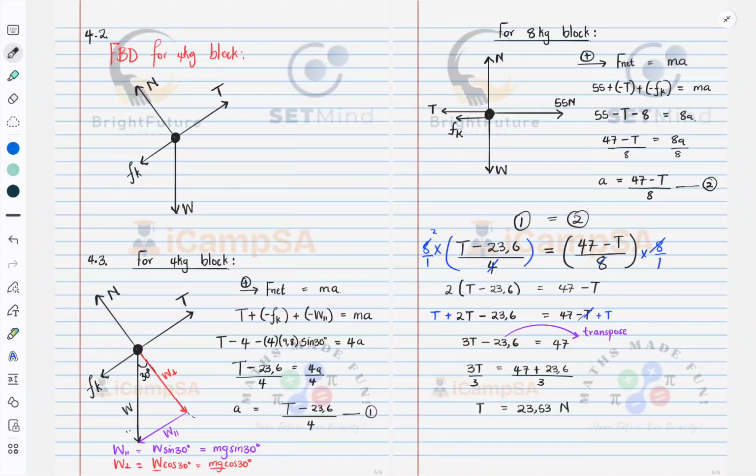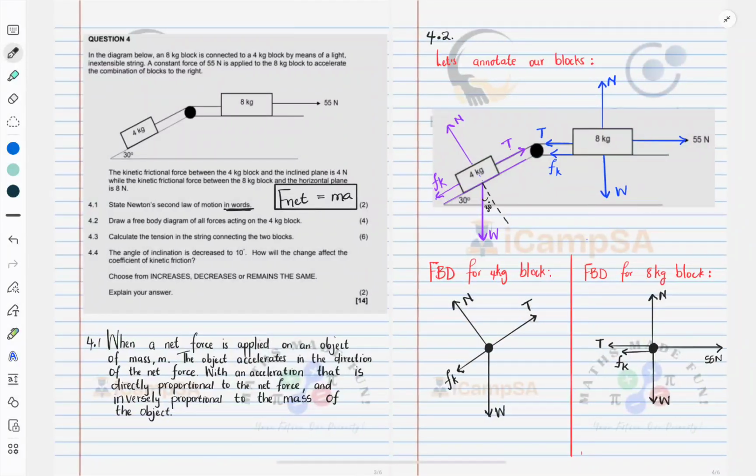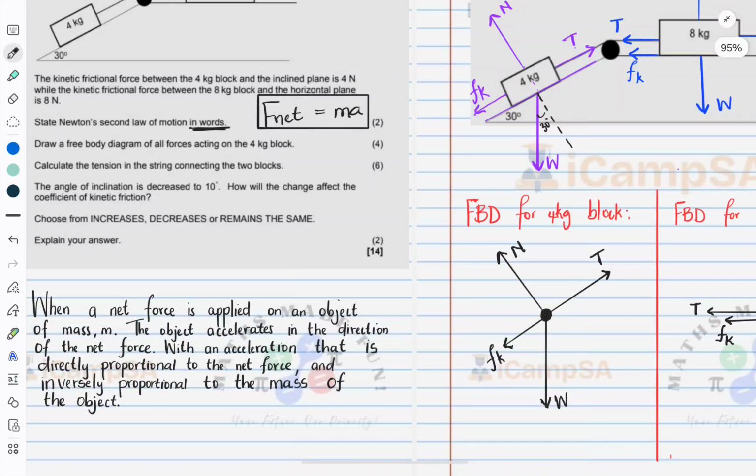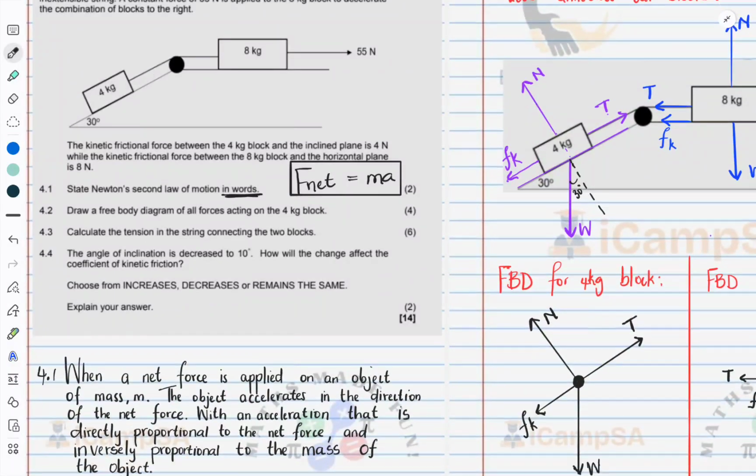There's a second method that you could have used. It's the one I've been showing you on the other videos as well, where you take the system as a whole. But in that case, you would find A and then use one free body diagram to find your tension. All right, so for now, let's use this method though. If you want the other method, you can watch the other videos. And then 4.4.